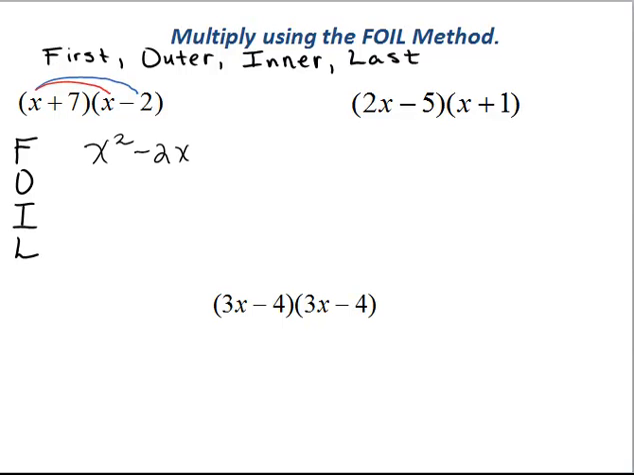Then I stands for inner. So we'll look at the inner terms here, the two terms on the inside. So a 7 times an x. That becomes plus 7x. And then the L, of course, is for the last set of terms. So we'll look at the last two terms here, the 7 and the minus 2. And that becomes a negative 14.